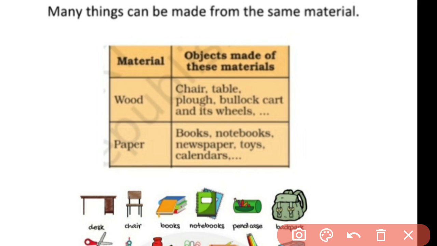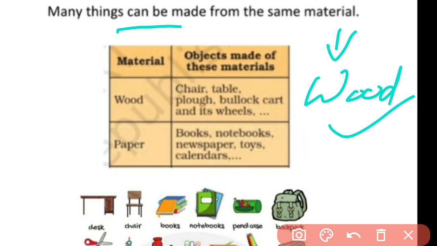The other thing is that many things can be made from the same material. For example, I take wood. I have taken a material named wood. Out of wood, I can get a lot of things. A plethora of things around us are made of wood. For example, the chair, table, plow, bullock cart, and its wheels. Not only these, a lot many more things are made of wood.